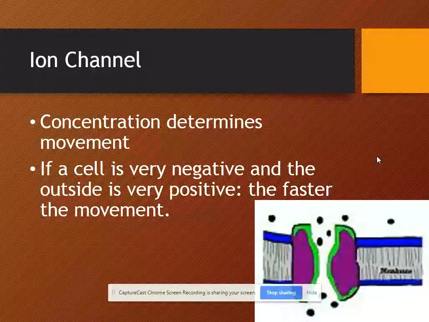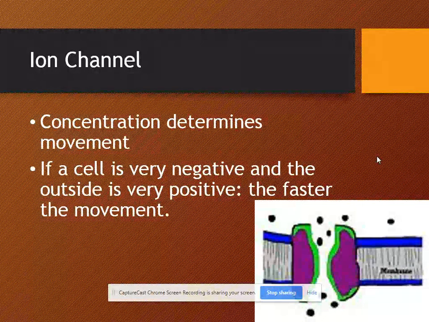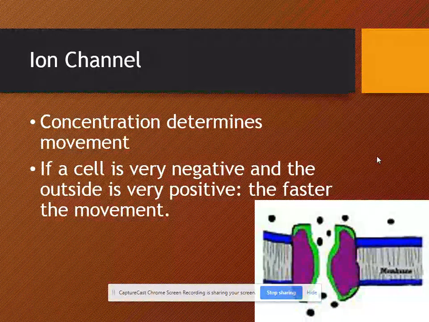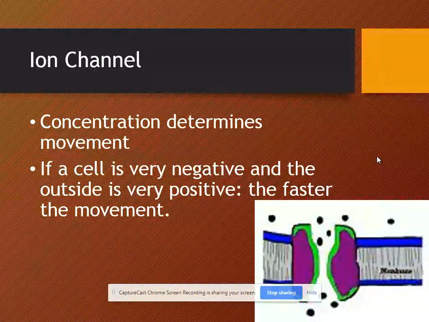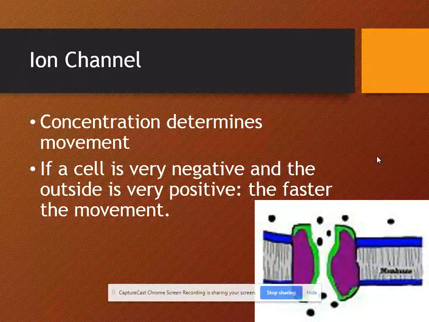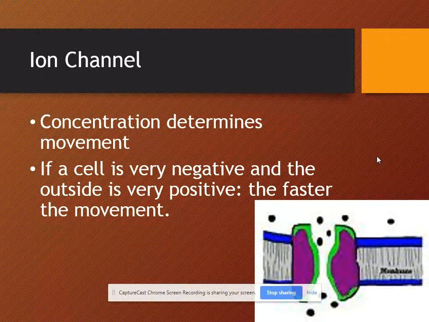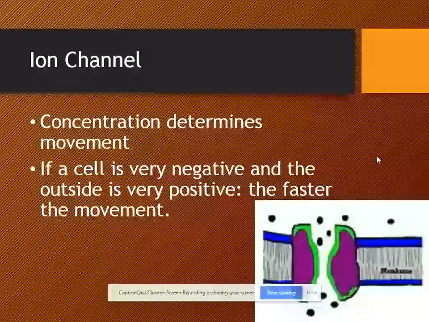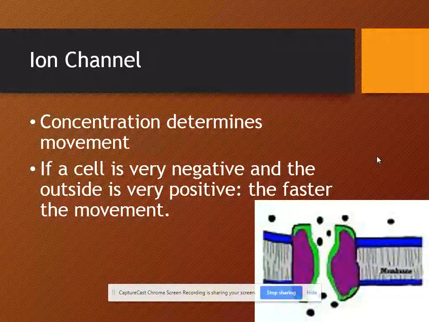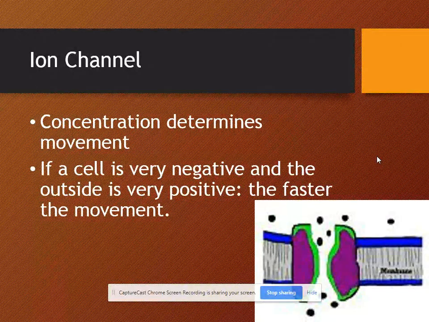Now, the difference in concentration between high and low will determine how fast things will diffuse across the cell membrane. If it is extreme, like on that bottom one, where the cell is very negative and the outside is very positive, it's going to move really, really fast. And if there isn't much difference between positive and negative, it's not going to move as fast.